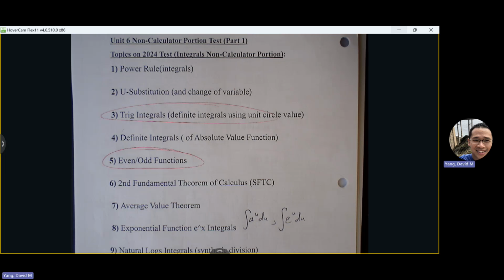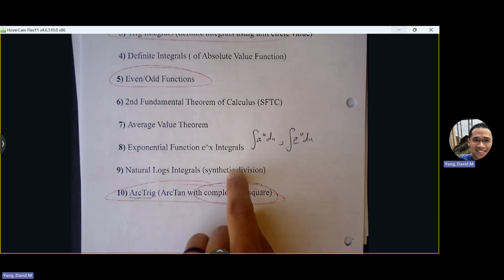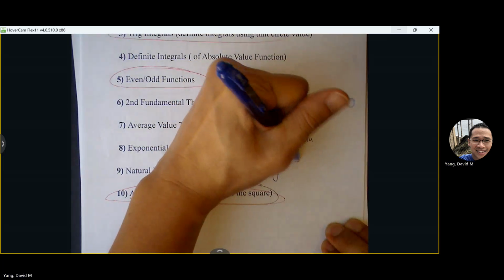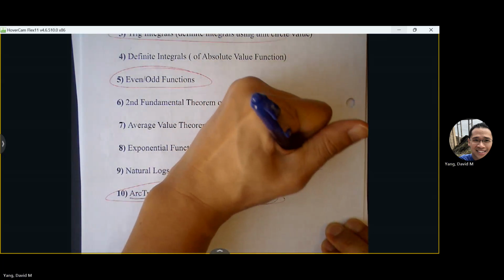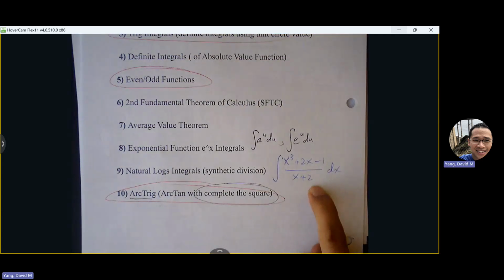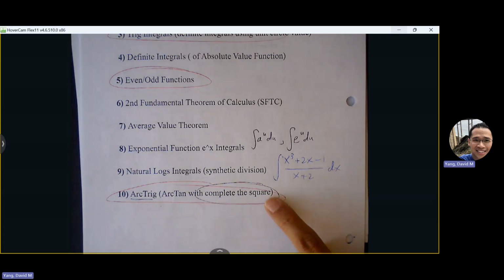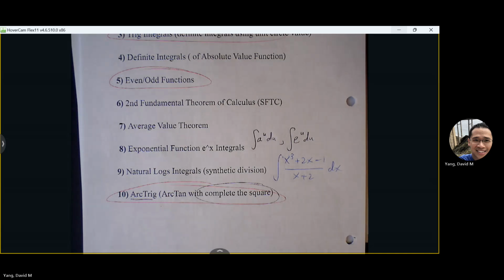Average value theorem, we saw that today even in our calculator portion, 1 over b minus a, integral from a to b of f of x dx. Exponential integrals, a to the u du, e to the u du, make sure you know those rules. Natural log integrals, if I have a problem that looks like this, this has a certain look to it where we know this is going to be set up using synthetic division. And then we just did an arc trig to complete the square.